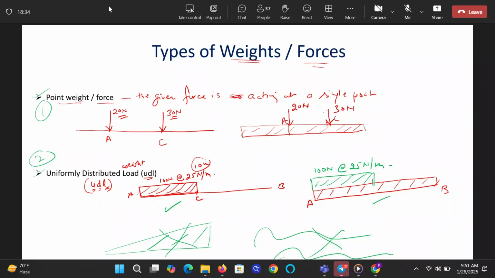Am I right, guys, in saying so, or does anybody have any issues with that? The beam, if it does not find a support, will it continue moving towards the center of the earth, guys? Yes or no? Yes, sir.